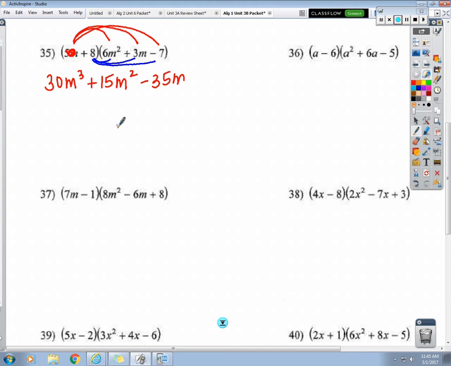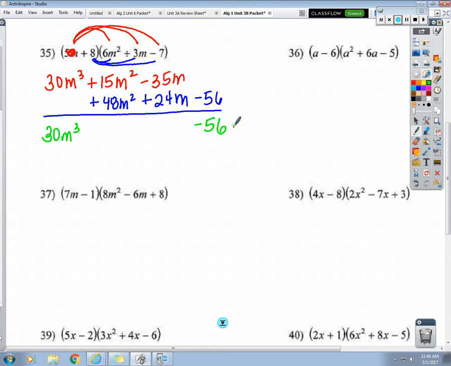So what's 8 times 6m squared? And since it's an m squared, I'll go and line it up under that one. What's 8 times 3m? Positive 24m. And what's 8 times negative 7? Negative 56. Okay, now it's time to combine, and since I lined them up like I did, I can see right away that 30m cubed and minus 56 are going to stay. They're not combining with anything. But now I have m squared, and there's 15 plus 48, which is right. And then for my m to the first powers, I have negative 35 plus 24, which is negative 11m.